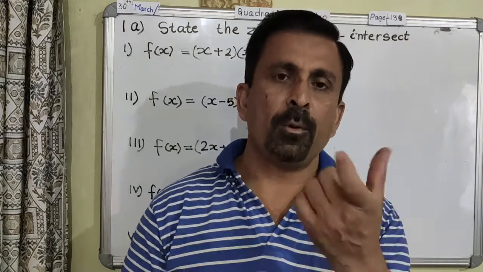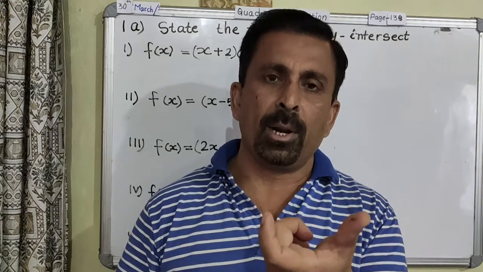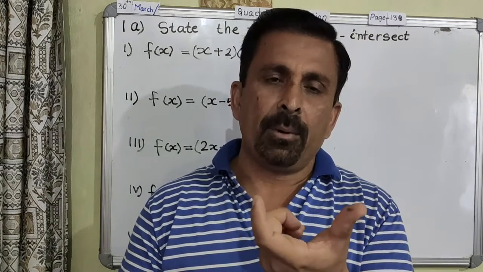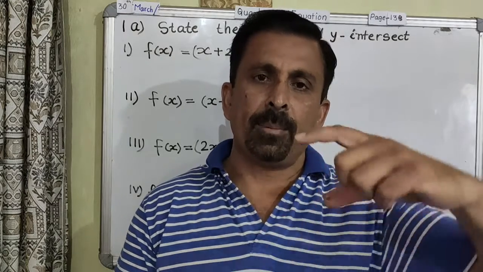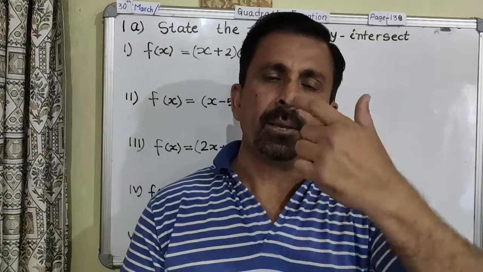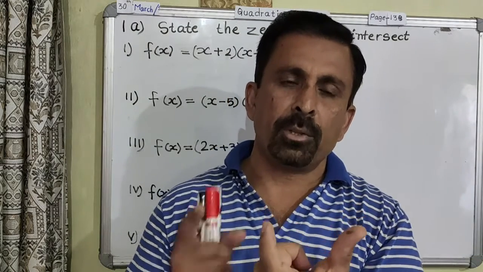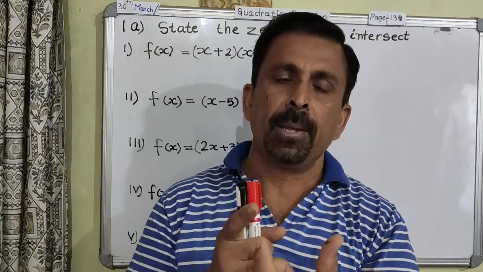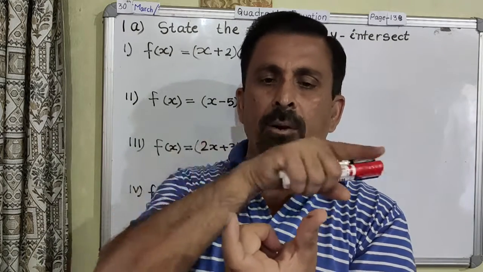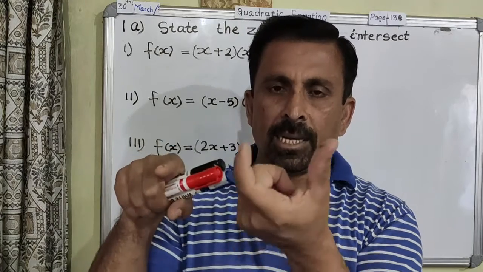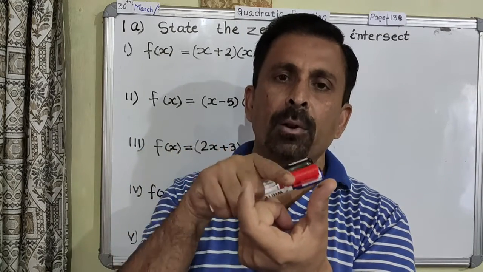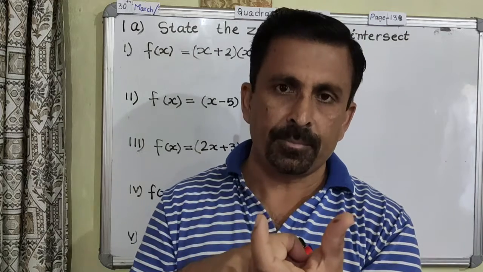Clear? Now when you plot the graph, you get a parabola because the graph of a quadratic equation is a parabola. Your parabola can be facing upward or downward, right? Now the x-intercept means this parabola will cut the horizontal axis, that is the x-axis, at 2 points. Those 2 points are called the x-intercepts, or we call them zeros.